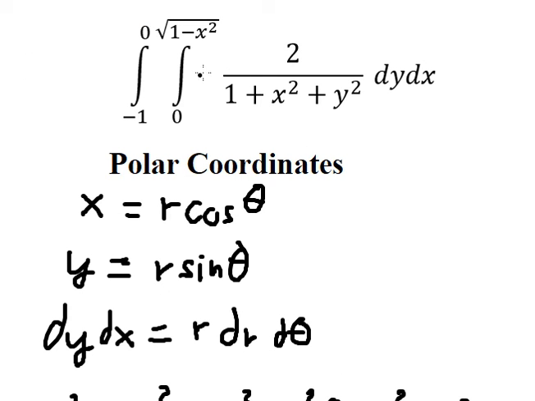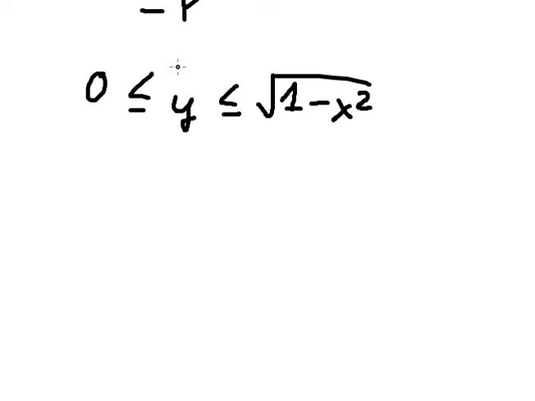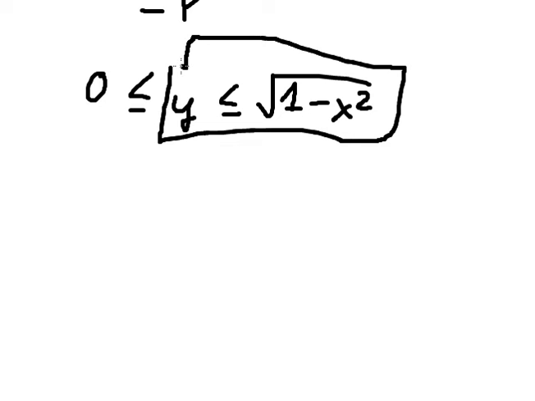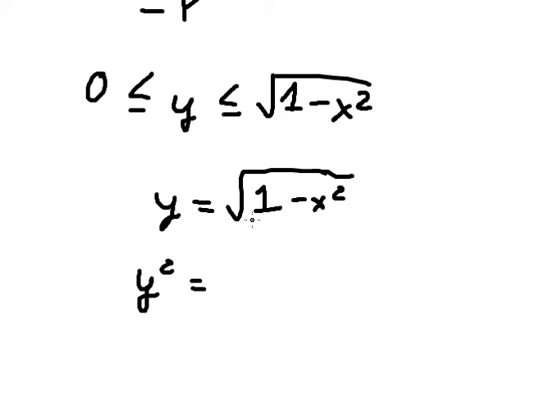Next, about the bounds, we have dy. So y is greater than or equal to 0 and smaller than or equal to the square root of 1 minus x squared. Now we need to concentrate on this one. So we put the power 2 on both sides to cancel the square root. And now I will move this one to the left.